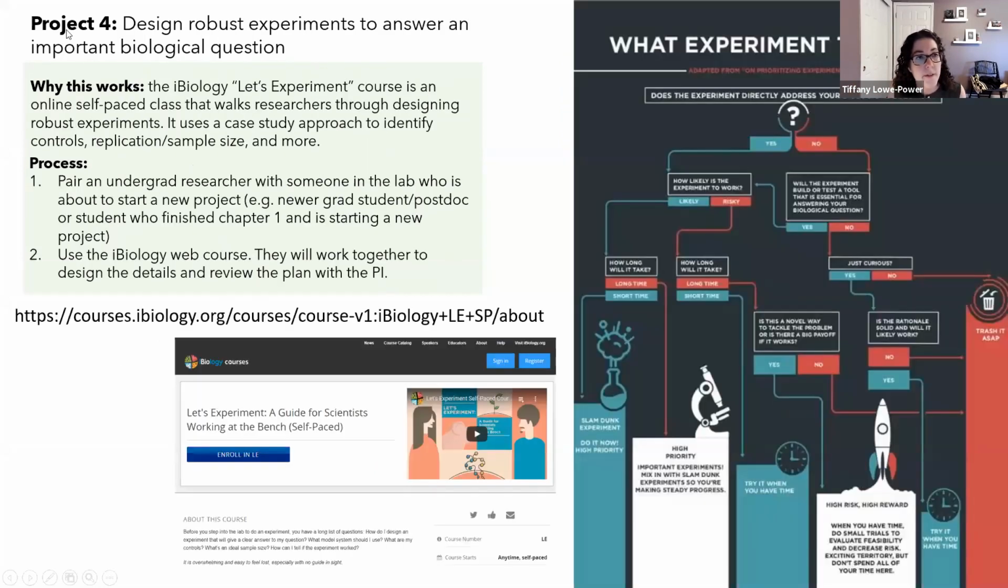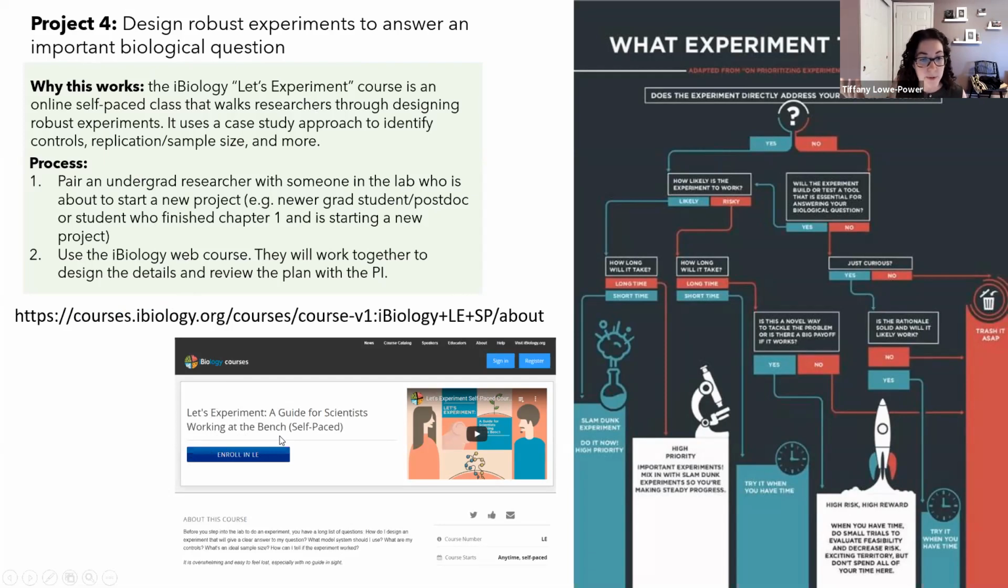And then a fourth idea, it wouldn't necessarily, and maybe it could lead to doing a bioinformatic analysis. And this one could actually be complementary with any of the other projects. But there's this really nice online class through the iBiology website. It's a self-paced online class called Let's Experiment, a guide for scientists working at the bench.